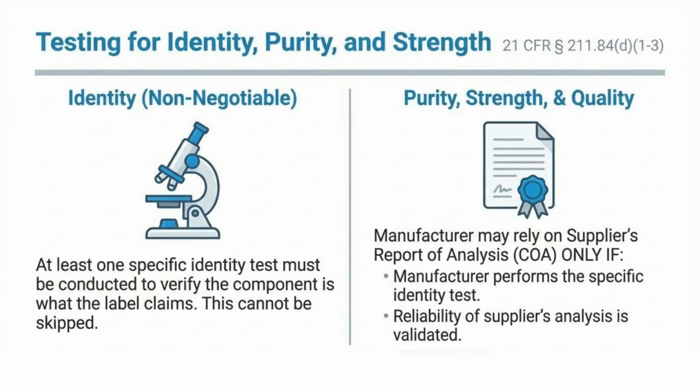Testing is where we verify claims. Identity testing is non-negotiable. At least one specific test must be performed. We can rely on a supplier's report of analysis for purity and strength only if we perform the identity test and validate the supplier's reliability.